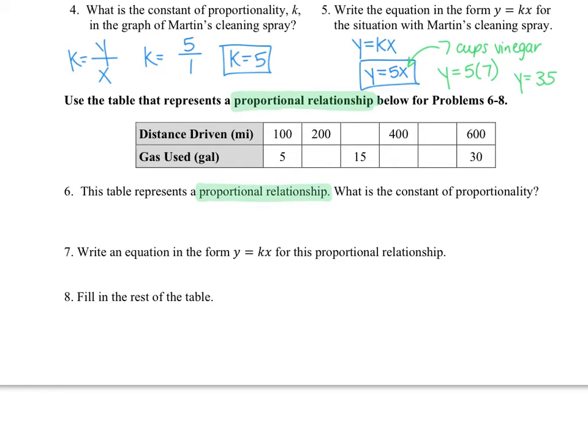So again, just like our last one, since we know it is a proportional relationship, that means every single y divided by x is going to be equal.